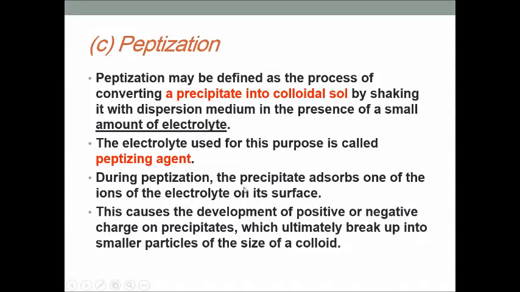During peptization, the precipitate adsorbs one of the ions of the electrolyte on its surface, and this causes the development of a positive or negative charge on the precipitate, which ultimately breaks up into smaller particles of the size of a colloid. And this part we will learn as the charge on colloidal particles. So how does the charge come? When the peptization process occurs, the precipitate adsorbs one of the ions from the electrolyte, which causes a charge on the precipitate, either positive or negative. So the smaller particles of the size of the colloid break up.